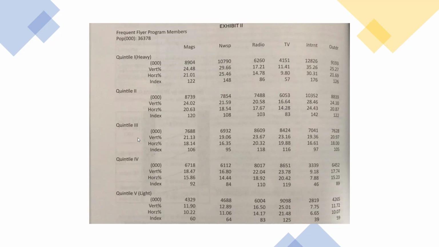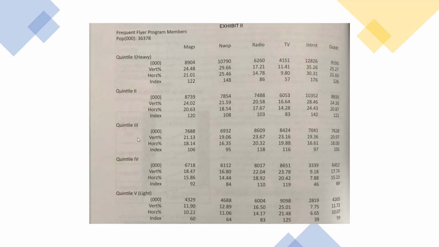And then for quantile 1, the heavy users, the best medium to target frequent flyer program members would obviously be internet: 176, 76 points higher than the benchmark of 100. So in this case, we look at the top quantile. If you want to choose one, two, or three media, internet would be the top one, followed by newspaper, then outdoor, and then magazines. And we want to avoid radio and television.